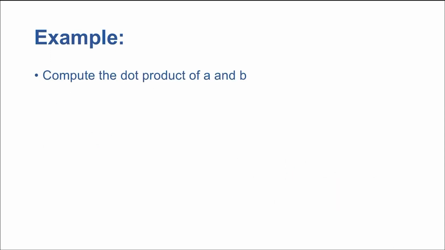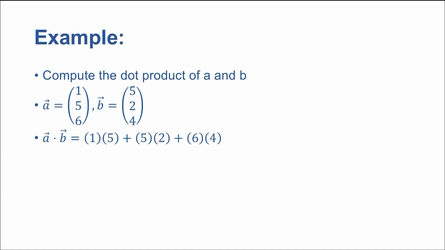All right, let's try an example. Compute the dot product of a and b such that a is equal to (1, 5, 6) and b is equal to (5, 2, 4). So what we do is we just multiply the components horizontally, and then we add them. So we get 1 times 5 plus 5 times 2 plus 6 times 4, which is 5 plus 10 plus 24, which is equal to 39.